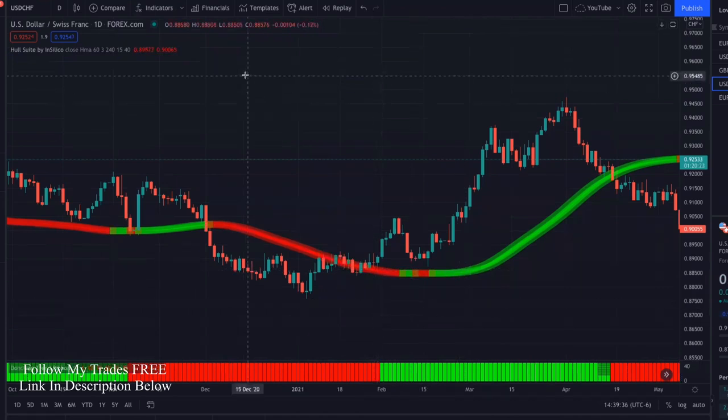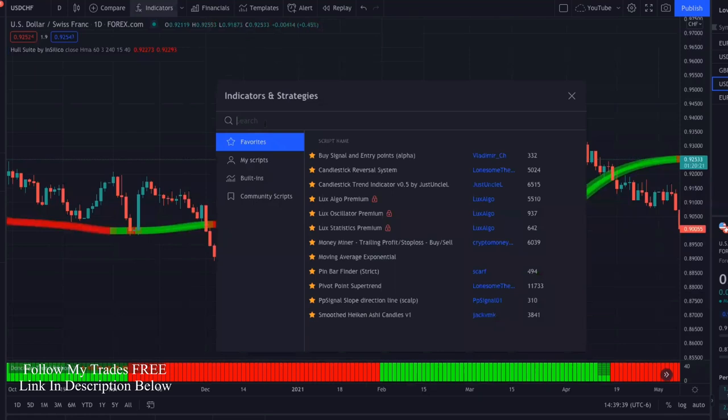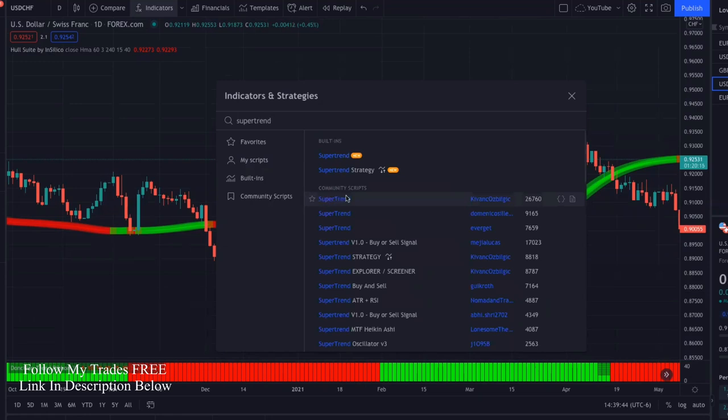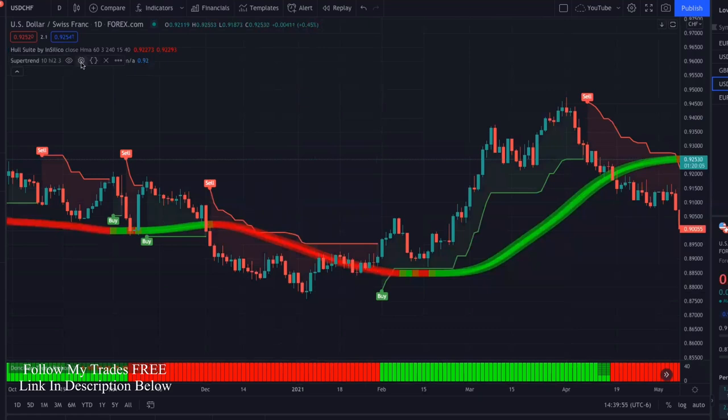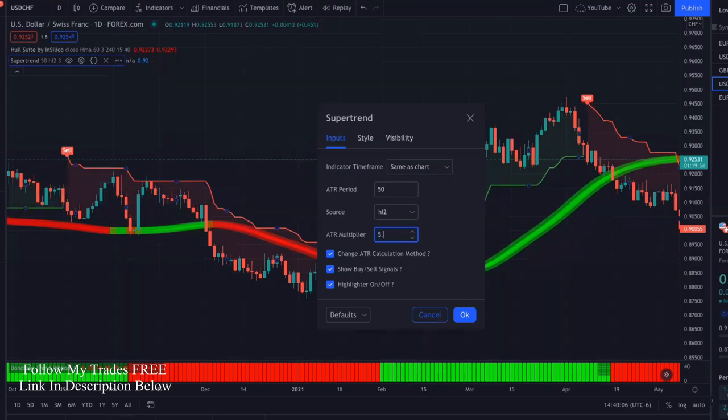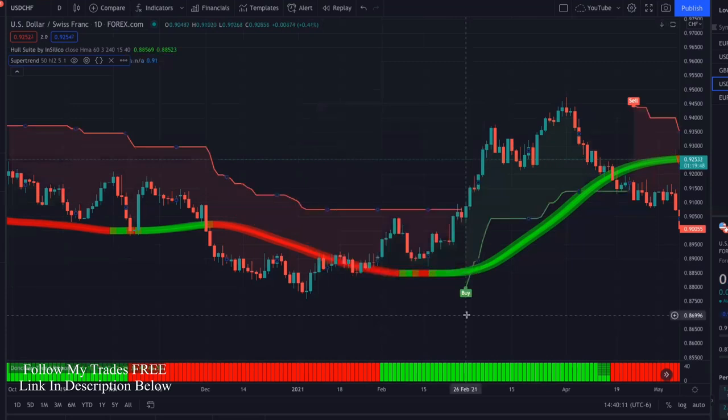That's set up. And then the last indicator that we're going to add, one of my favorites, the super trend. All right, and it's going to be this super trend right here. That's made by Kevin. And then let's make the changes to the super trend. You're going to change the ATR from 10 to 50. And the ATR multiplier, you're going to make it 5.1. Okay. And we're going to leave everything else the same. Click OK. And now your charts are set up.